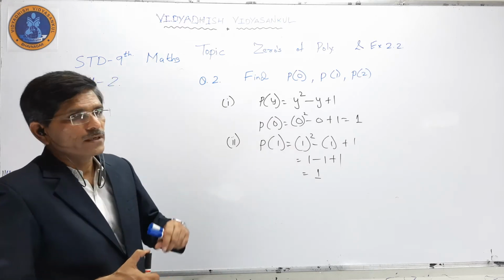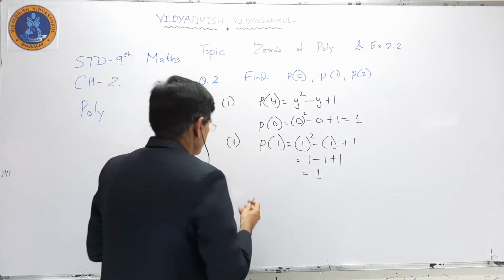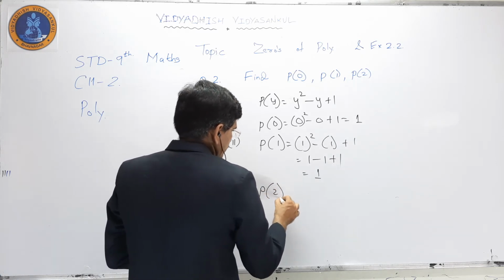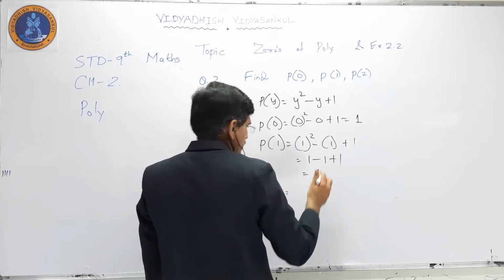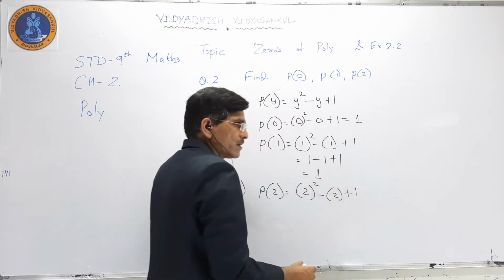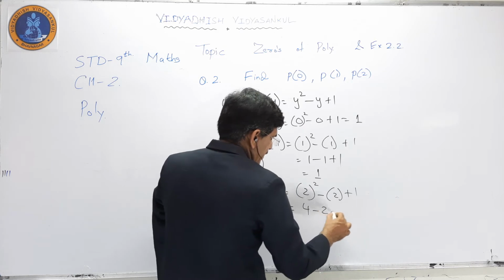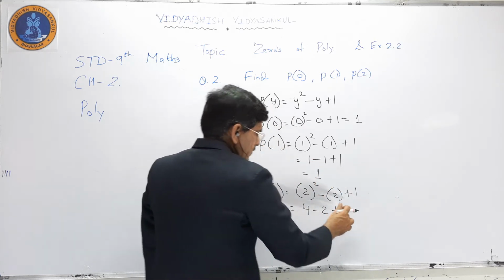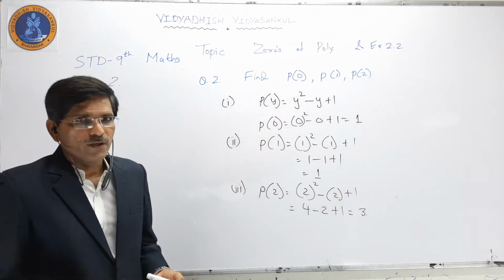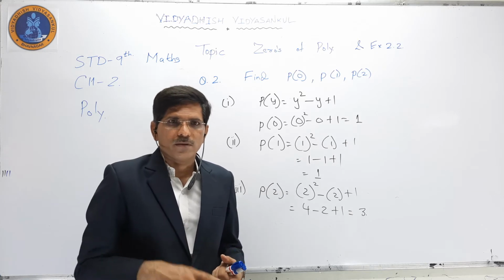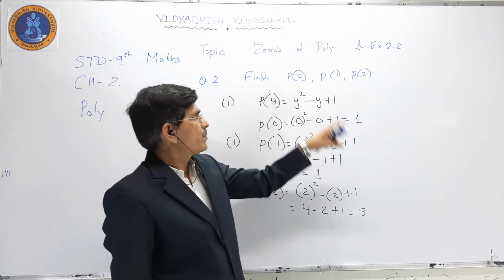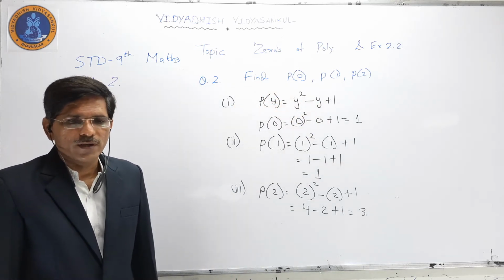We have to write the coefficient and fill for 2. That is P of 2. Now for P of 2, what value do I have to put? 2 square minus 2 plus 1. So 2 square is 4, minus 2 plus 1. 4 plus 1 is 5, 5 minus 2, that is 3. So in exercise 2.2, question number 2, there are 4 sums, but find the value of P of 0, P of 1 and P of 2.